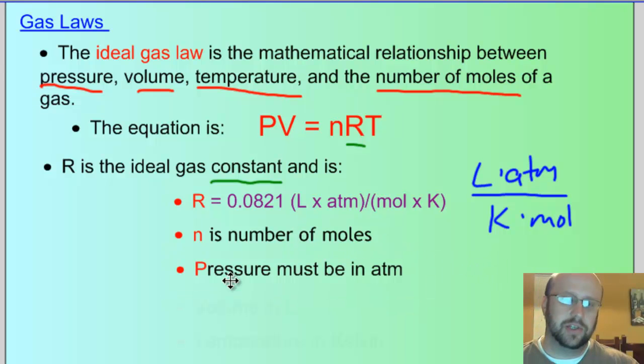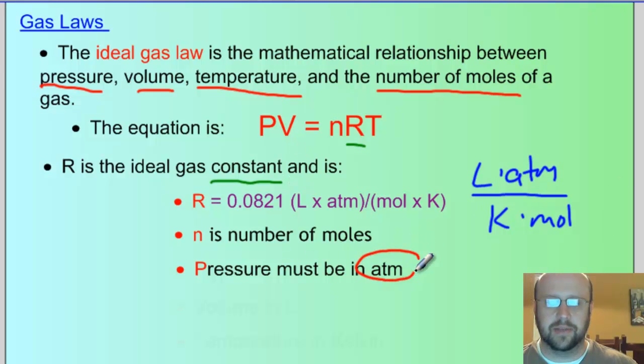So we've got pressure. And here's one of the big changes right here. The pressure has to be in atmospheres. When we talked about combined gas law, we didn't really worry about that. We went ahead and left it in kilopascals and stuff like that. To use this R value that has atmospheres in it, our pressure has to be in atmospheres, otherwise it's not going to cancel out. It has to be in atmospheres.